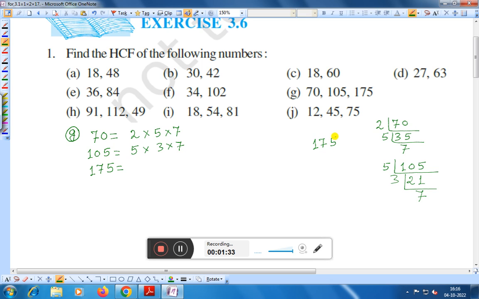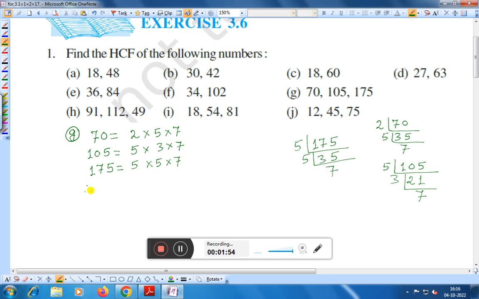And the next number is 175. Here also we divide it by 5. That gives 35, and again 5 times 7 is 35. That we can write here as 5 into 5 into 7.